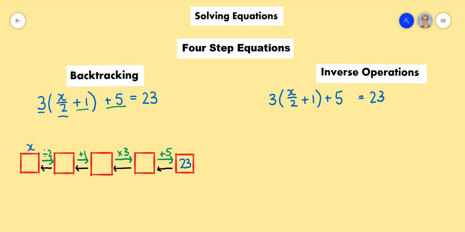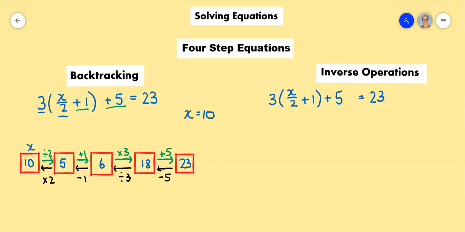Now let's come up with our inverse operations in the reverse order. The first thing that we're going to do to undo the equation is to minus 5. Then we're going to divide by 3. Then we're going to minus 1. And then we're going to times 2. Now let's work backwards to work out the value of x. 23 minus 5 gives me 18. 18 divided by 3 gives me 6. 6 minus 1 gives me 5. 5 times 2 gives me 10. So my solution to this equation is x is equal to 10.